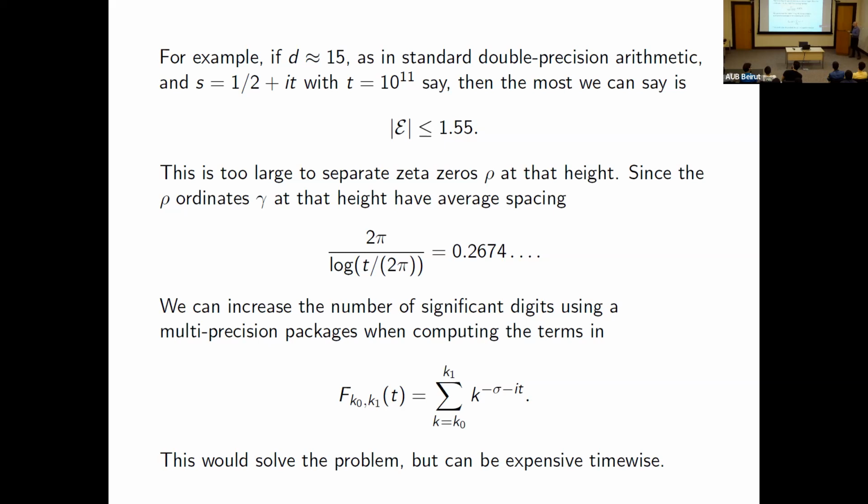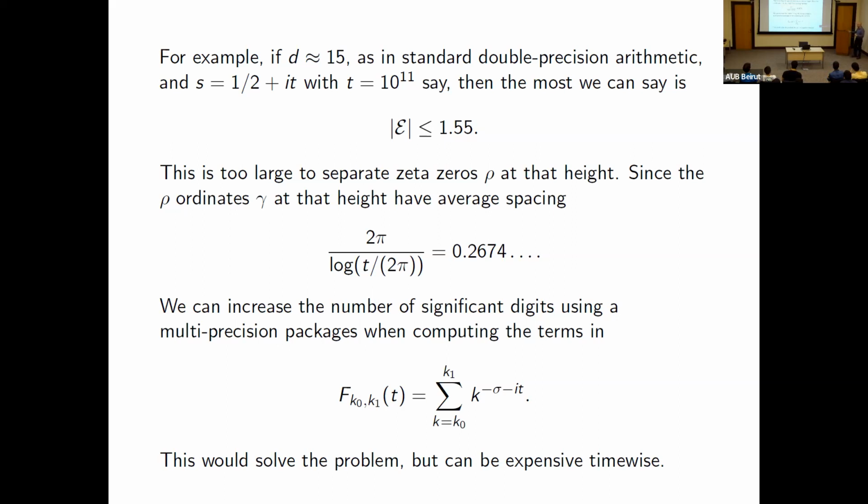Right? But at height 10 to the 11, the average spacing between zeros, from that formula at the beginning, is about 0.2674. So the error is larger than the average spacing. So this is not useful for separating the zeros.